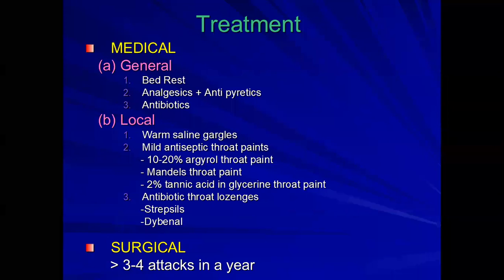Now the second thing is local treatment, in which we use a warm saline gargle. Mild antiseptic throat paint, 10 to 20% throat paint, Mandl's throat paint, 2% tannic acid in glycerin throat paint. Antibiotic throat lozenges are there, Strepsils is there. So you can use these medicines on the patient. And stop sour things, salty things, smoking, citrus, all the cold things; the patient should stop these.